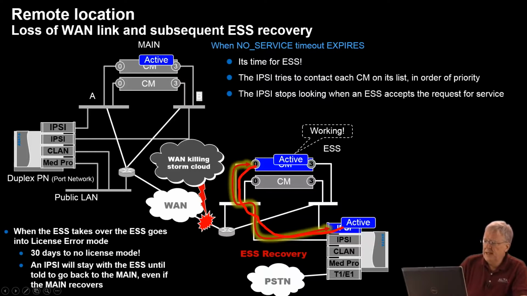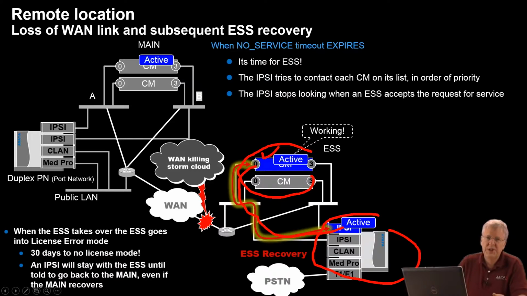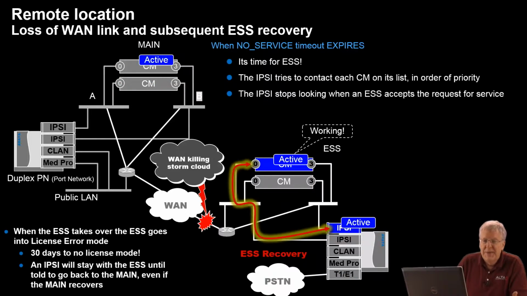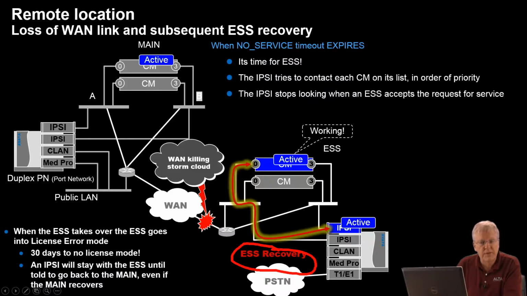And in this particular case, it appears as though this one is active, and of course we're going to seek out the active of the two communications managers. This one is now back online, and the configuration is running as if the main communications manager were running. And again, this is really nice because the fallback is automagic and call processing is resumed. During this phase, we are in ESS recovery.